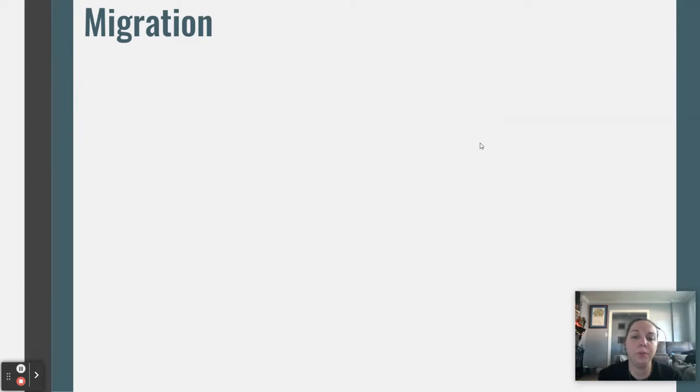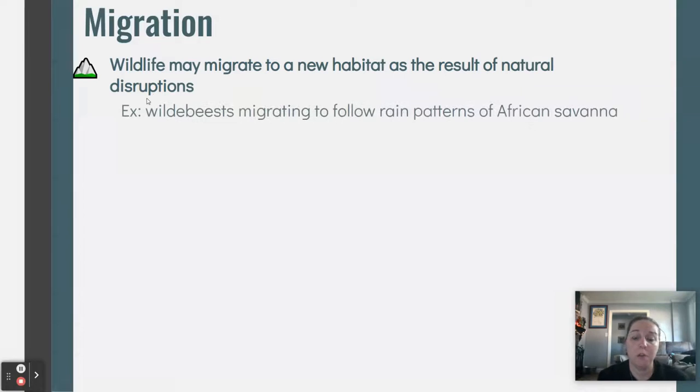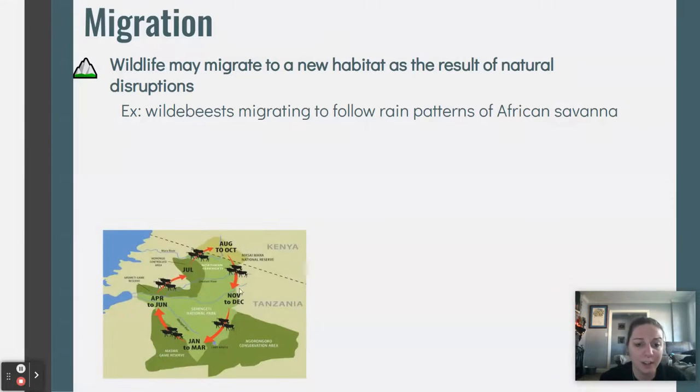Now, to kind of try to survive these disruptions, a lot of animals are going to be migrating. Now, this can be predictable. Okay, so if we're talking about those periodic events like the rainy and the dry season, wildebeest might migrate to follow the water availability and the plant availability, and so it's a pretty predictable migration.